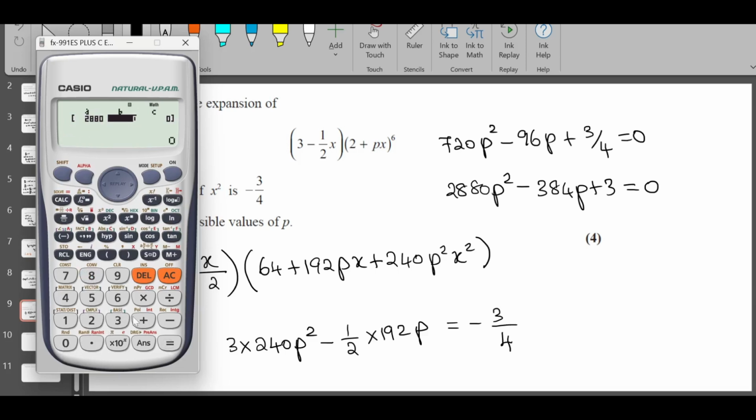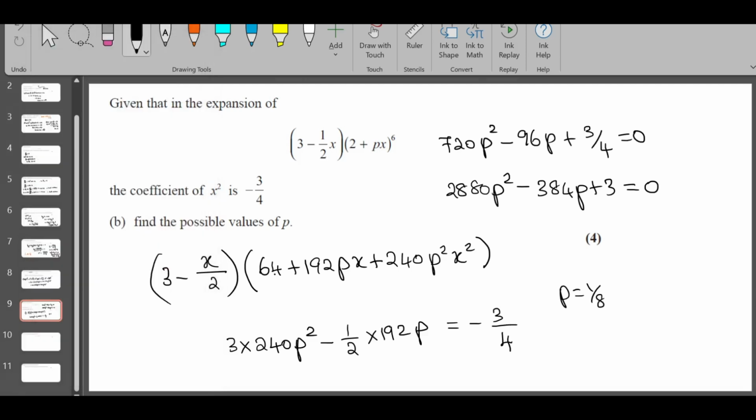2880, minus 384, plus 3. 1 over 8, 1 over 120. So you write it as 8p minus 1. Don't skip this step, please. They want you to find the possible values of p. No other constraints given, so these two are the possible values of p.